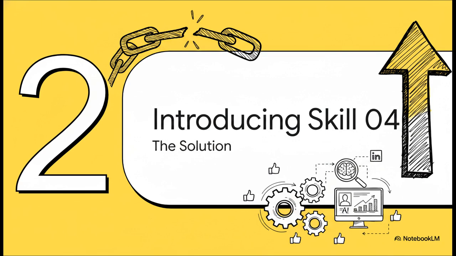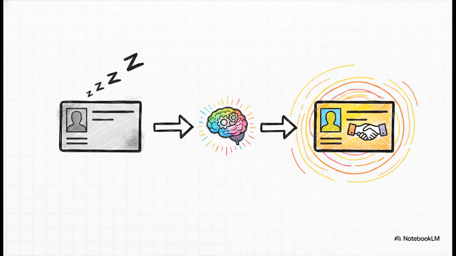But what if there was a way to systematically fix all of this? This is where the solution comes in. Yep. Skill 04 is designed to change all of that. It's the tool we can use to turn that passive, underperforming profile into something active, compelling, and genuinely professional.